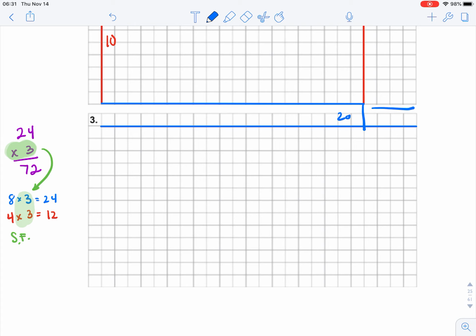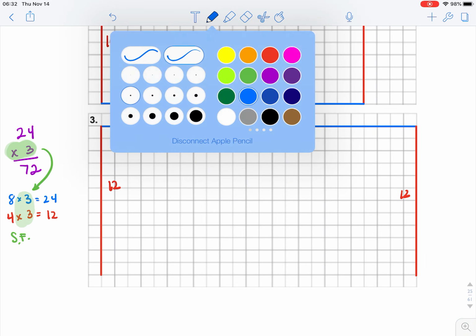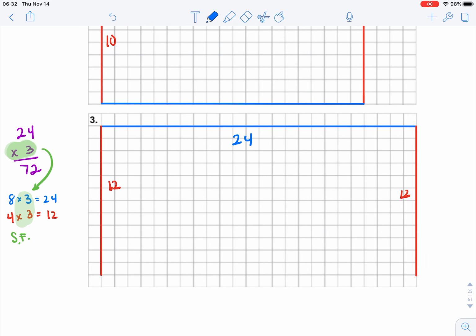1, 2, 3, 4, so 24. I don't have to count the whole way through. Okay, I do have to count the 12. 1, 2, 3, 4, 5, 6, 7, 8, 9, 10, 11, 12. Almost to the bottom. That's 12 also. 12, 12. And this one is 24, and this one is also 24.